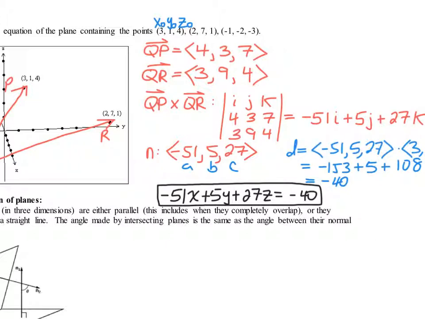I kind of don't want to out of fear that I'm wrong, but I should do it for clarity's sake. Negative 51 times 2 plus 5 times 7 plus 27, right? And you get negative 40. So it does check out for at least the second point, and you can reasonably assume the third point is going to work also.